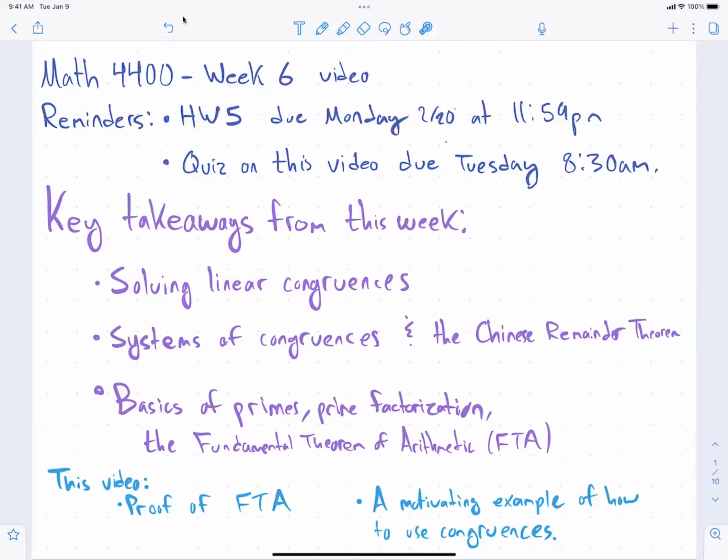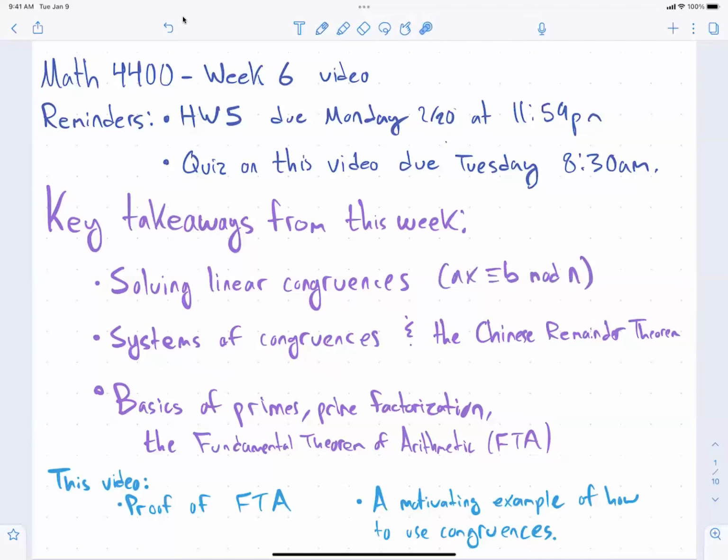So the key takeaways for this week were solving linear congruences. These are like ax is congruent to b mod n. We saw a few different ways to think about that: first, connecting it back to linear Diophantine equations, connecting it to inverses mod n, and then also just some tricks you can do to do it a little bit quicker in a lot of cases, and you have a lot of homework on that. We also studied systems of congruences.